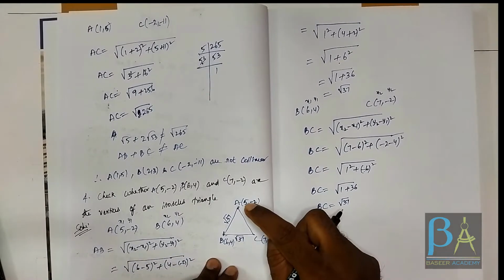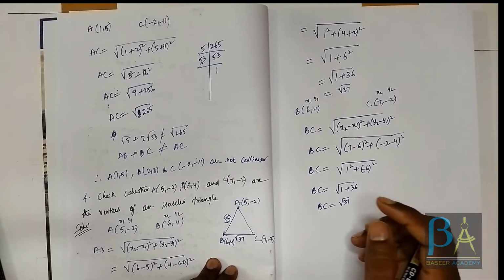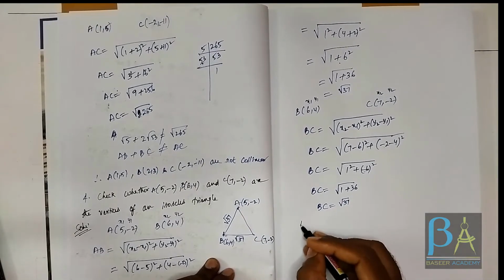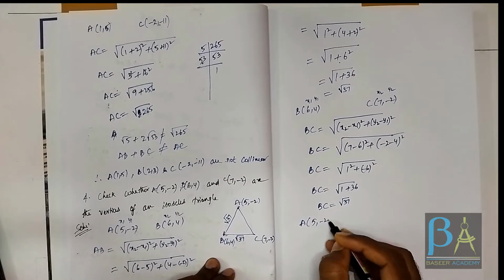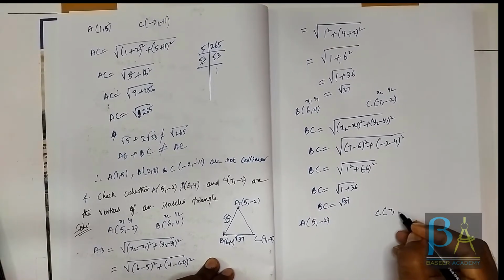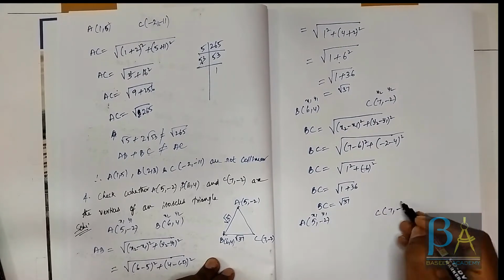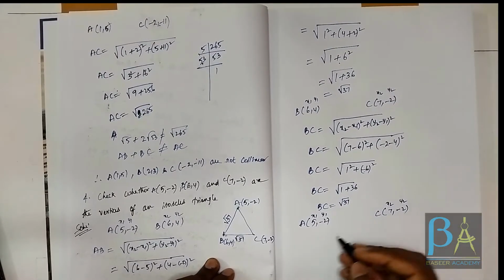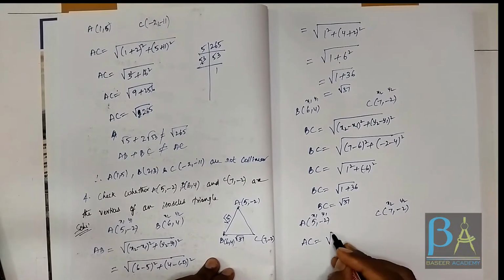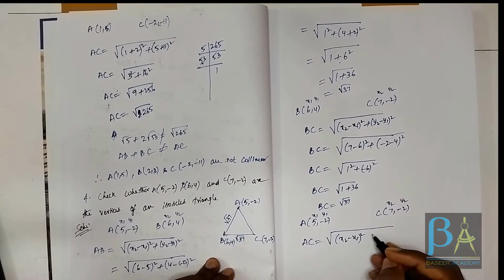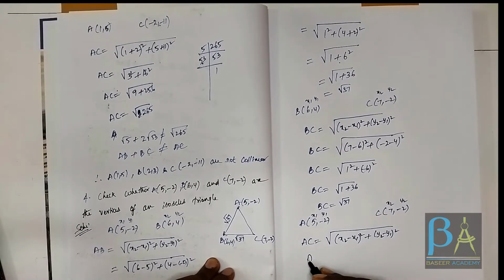Let me also find out the side AC, which means I'm going to find out the distance between the point A and point C. Let me write point A, which is (5, -2), and then point C, which is (7, -2). Now this is our x1, y1, and this is our x2, y2. Let me write the distance formula. The distance formula is (x2 minus x1) whole square plus (y2 minus y1) whole square.